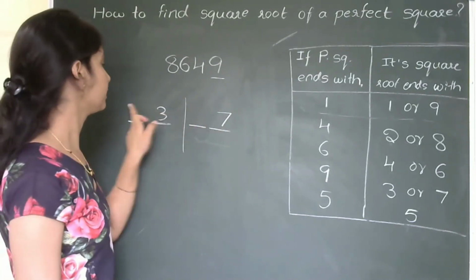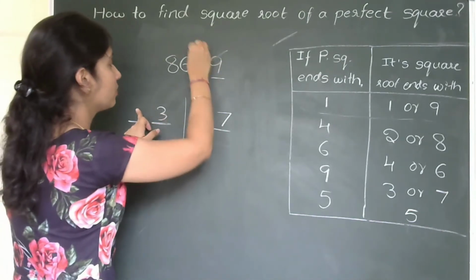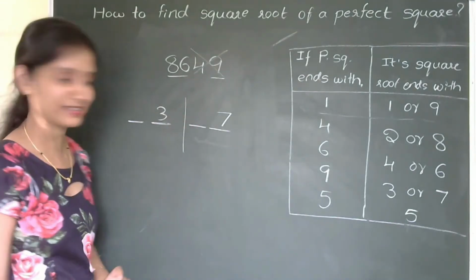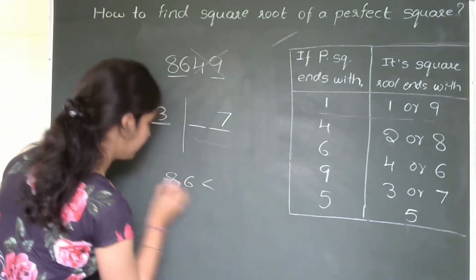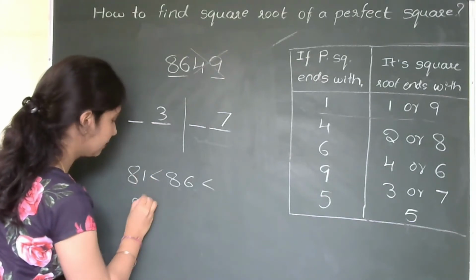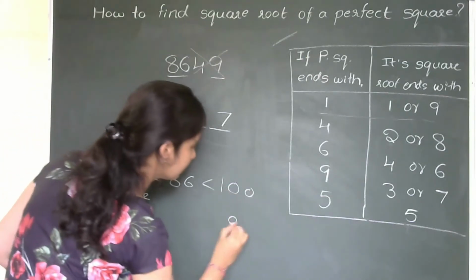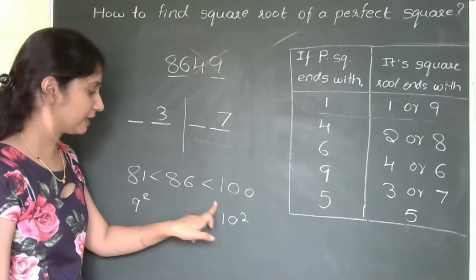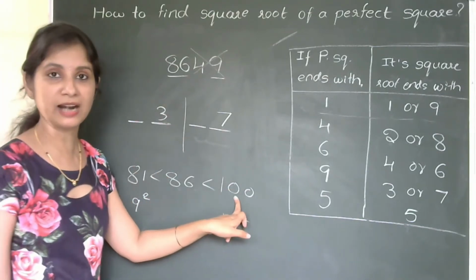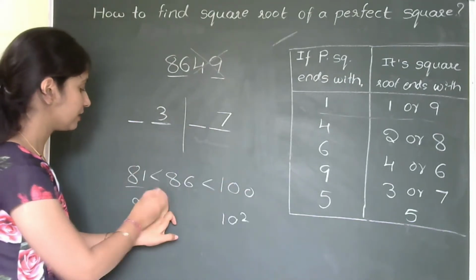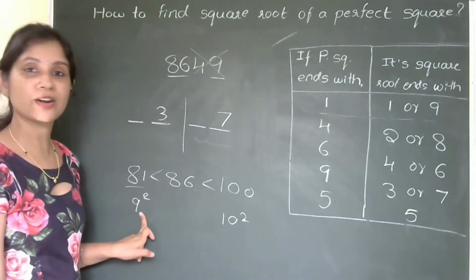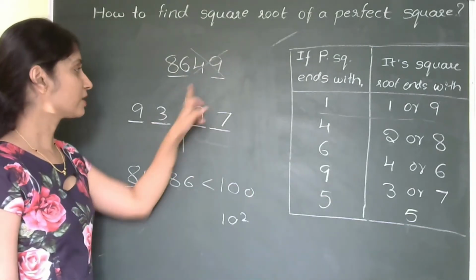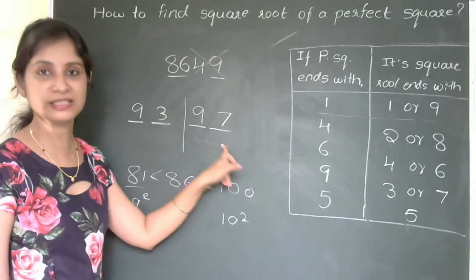Now, for the tens place, what we need to do? I will strike out the last 2 digits. I will not consider 49 now. I will only consider 86. Right? 86 is in between 81, that is 9 square, and 100, that is 10 square. But if I consider 10 in this place, it exceeds 86. So I will consider 81, which is the square of 9. So I can write 9 here. So our square root will be either 93 or 97.